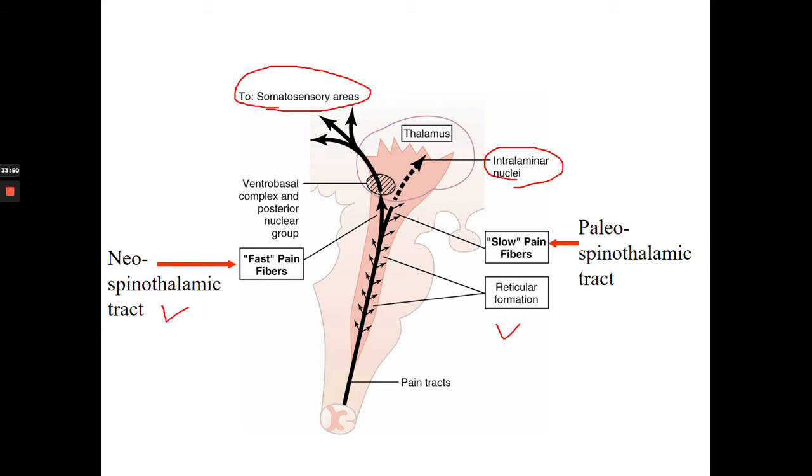And very few fibers complete their pathway to the cerebral cortex. That's why this kind of pain is poorly localized, because its fibers don't go to the cerebral cortex.